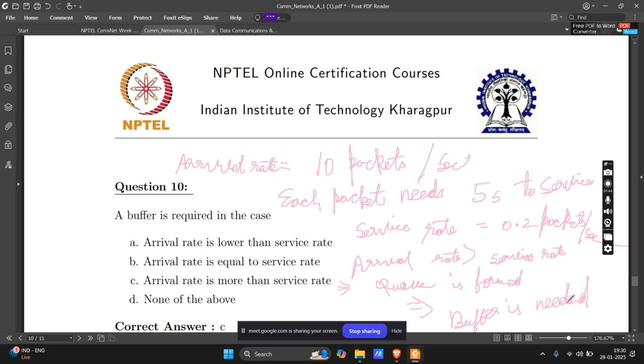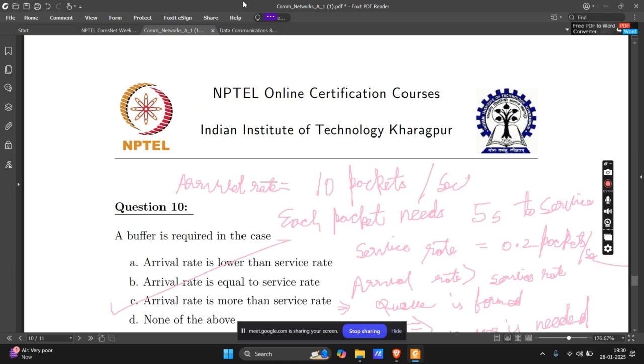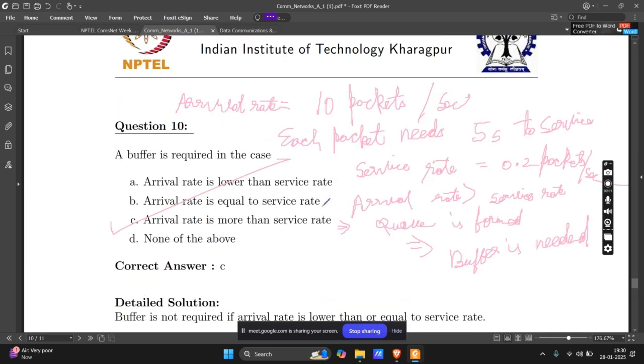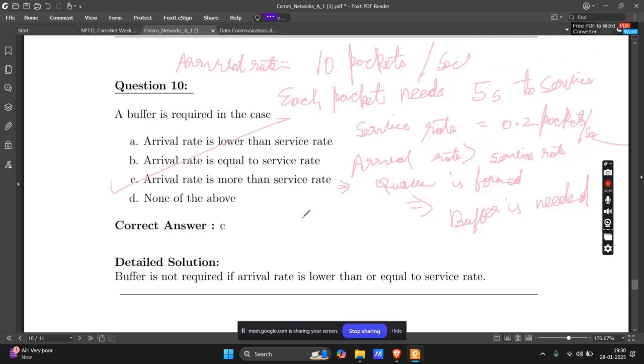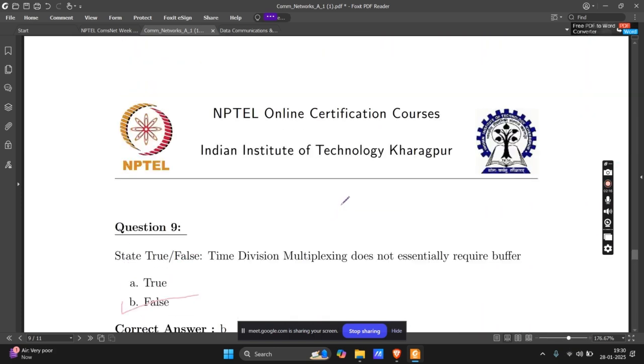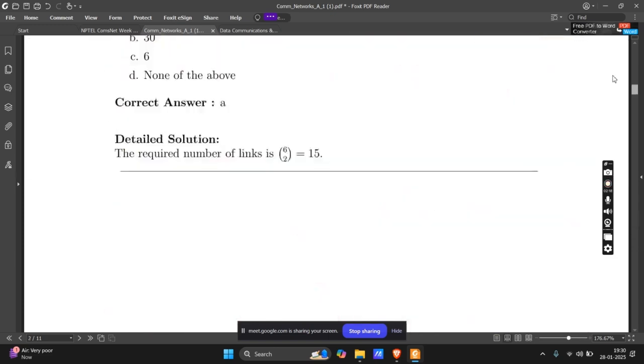So whenever there is a queue, you need a buffer to store the queue data because it has to go somewhere. It will wait in the buffer, and once the packets before it get service, then it will get service. So when arrival rate is more than service rate, a buffer will be required. I hope this is clear. This is more like intuition and common sense, so I don't think this will be complicated. So this is what switching is all about.